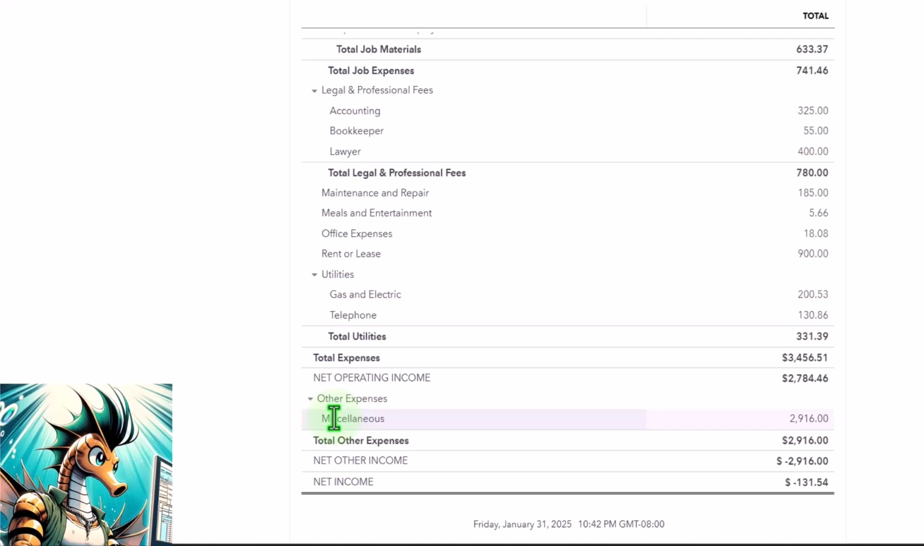Or if you sell stocks and bonds and you had a gain on the stock and bond sale, but your business is not in the business of selling, it's not a financial business, you just happen to have some stocks and bonds, then that's not an expense that you expect to have happen all the time, and therefore you might put it down here.